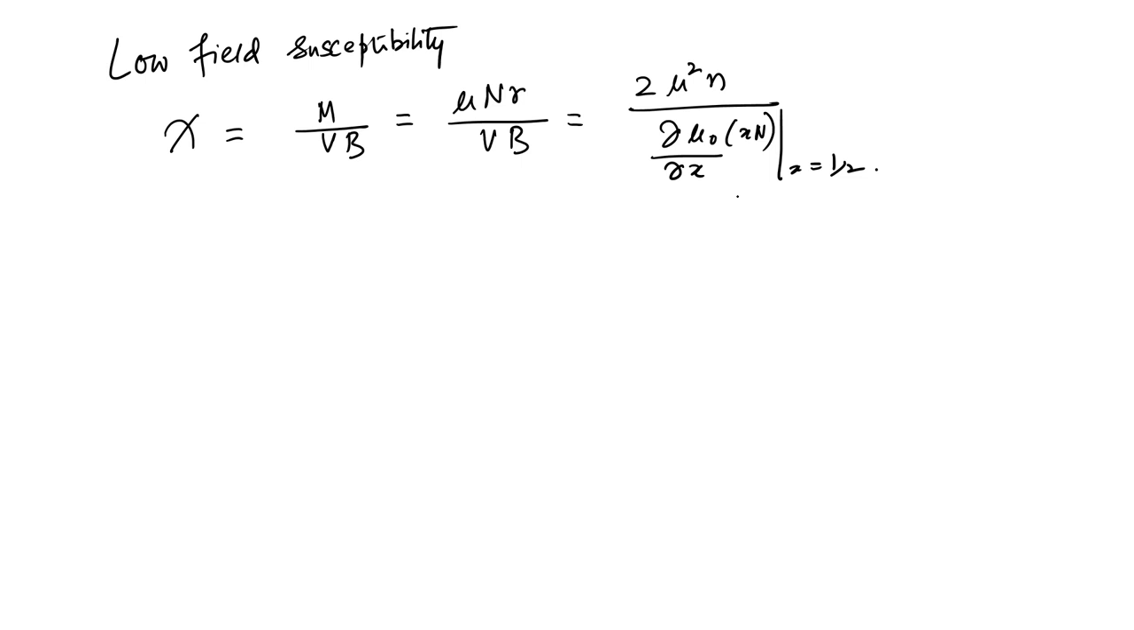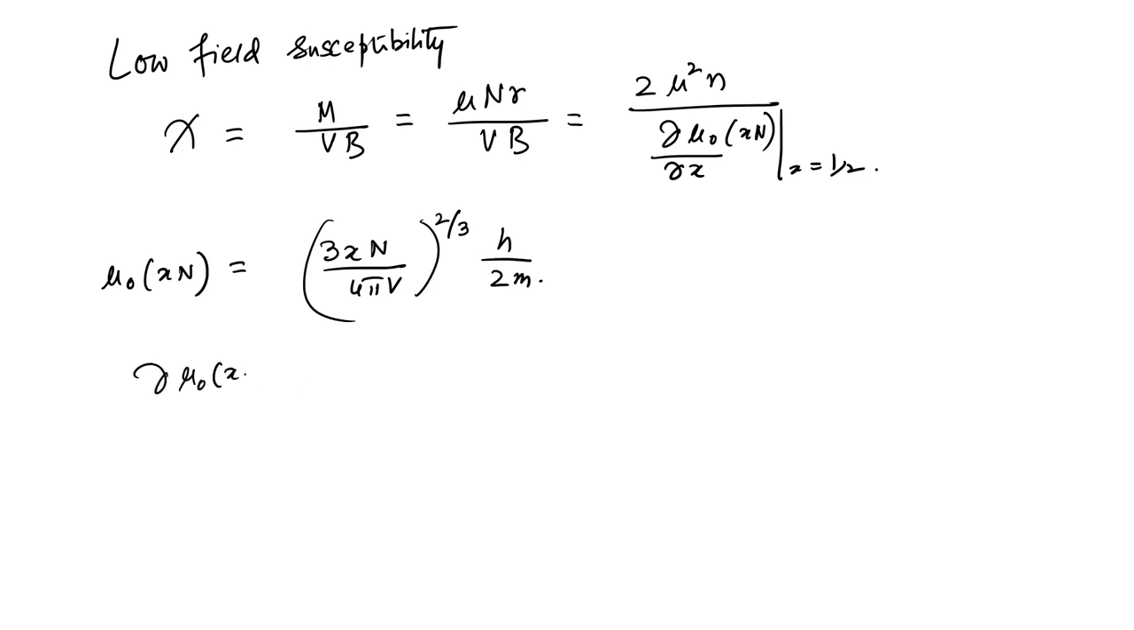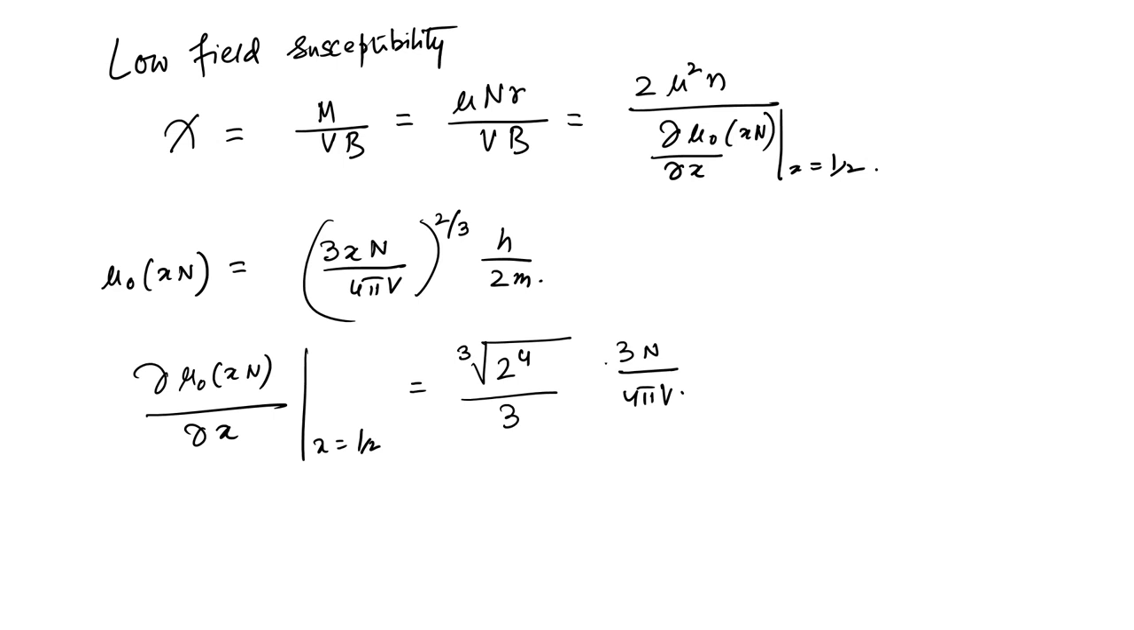And how do we calculate the denominator? Because that's the last thing that we need. So mu 0 of xn, that is the chemical potential, is 3xn by 4v whole to the power 2/3 h square over 2m. Okay. So del mu 0 del x, xn divided by del x at x equal to half, this is equal to a cube root of 2 to the power 4 divided by 3, 3n by 4 pi v whole to the power 2/3 and h square over 2m. Okay. So that's your del mu 0 del x, and that you can put it back into this.